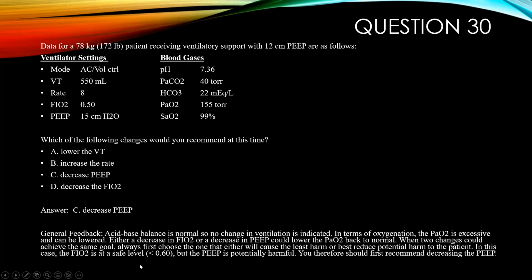Decrease the PEEP. Acid-base balance is normal, so no change in ventilation is indicated. In terms of oxygenation, the PaO2 is excessive and should be lowered. Either decrease the FiO2 or decrease the PEEP to lower the PaO2 back to normal. When two changes could achieve the same goal, always choose the one that will cause the least harm to the patient or will benefit them the most. In this case, the FiO2 is at a safe level, but the PEEP is potentially not, so you should look at reducing the PEEP.